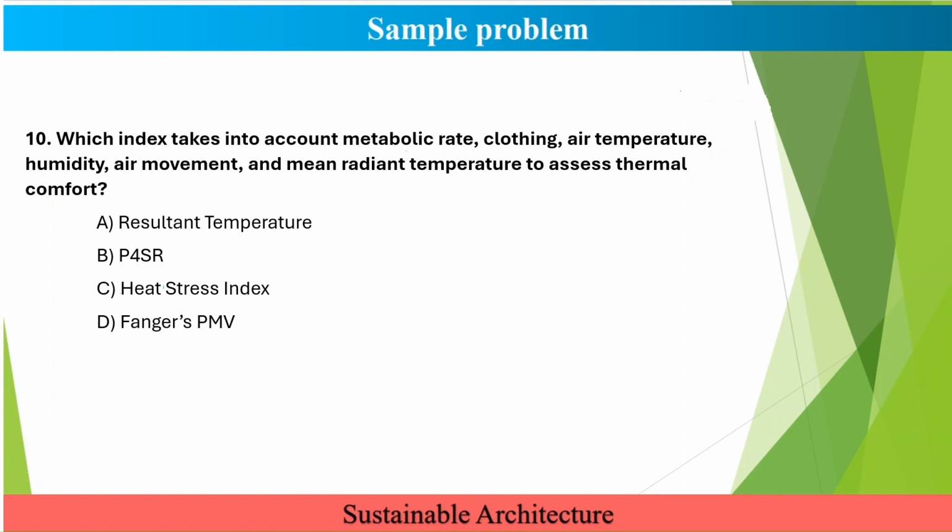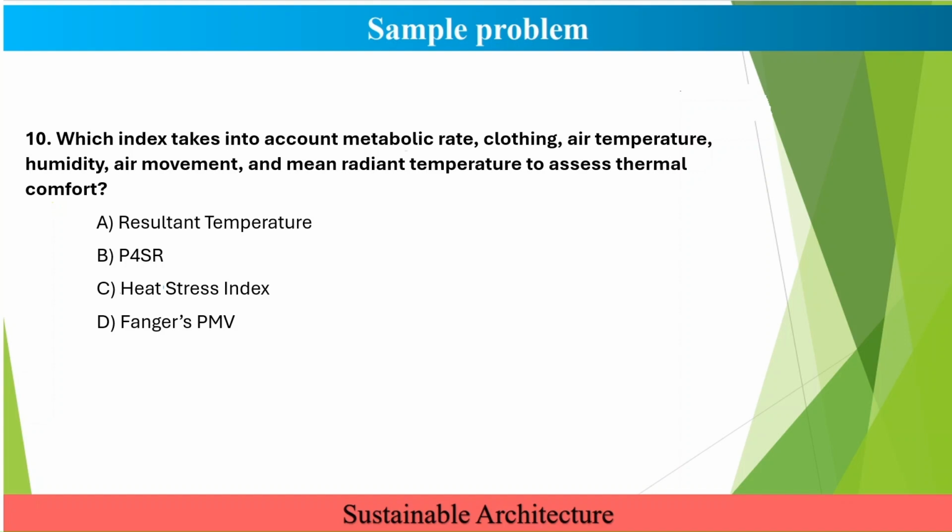Then can anybody tell me what is the full form of P4SR? Predicted 4 hour sweat rate. Yeah, and that thermal comfort index incorporates the metabolic rate, clothing, air temperature, humidity, air movement, and the mean radiant temperature to assess the thermal comfort based on the sweat rate. So for this particular question, if it would have been asked in your exam, the right answer would have been option B, P4SR. Clear?